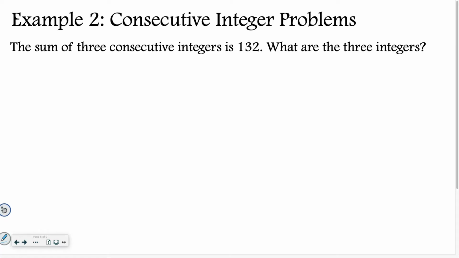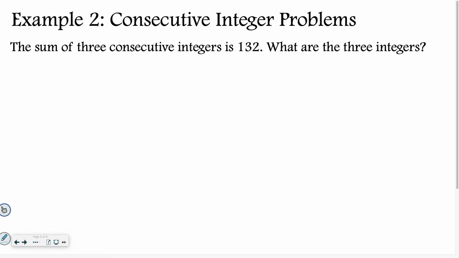Consecutive integer problems are amazing, so let's break down what consecutive integer means. Consecutive, that word, means in a row. So if I'm talking about consecutive integers, I'm talking about numbers that are in a row. And integers means we're not talking about decimals here, okay? We're only talking about positive and negative numbers, right, with no decimals.